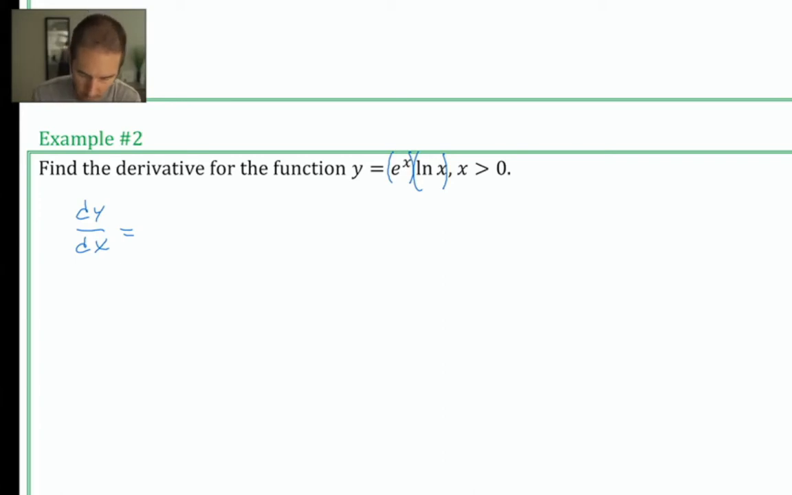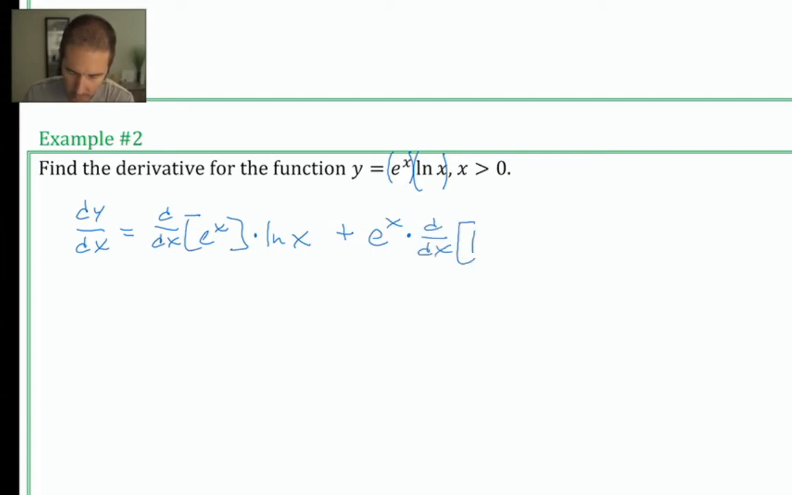So I'm going to write this one all the way out. I'm going to take the derivative of the e to the x, and then multiply it by the existing factor of the natural log of x, plus we'll leave the e to the x alone this time, and we'll multiply by the derivative with respect to x of the natural log of x. So this is the product rule. Derivative of the first times the second plus the first times the derivative of the second.